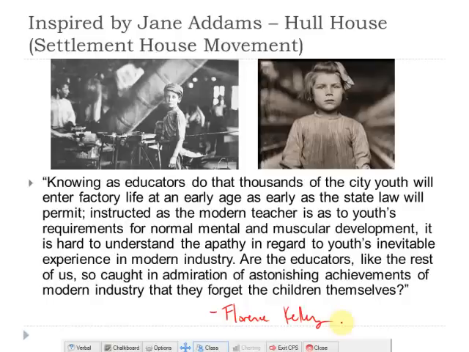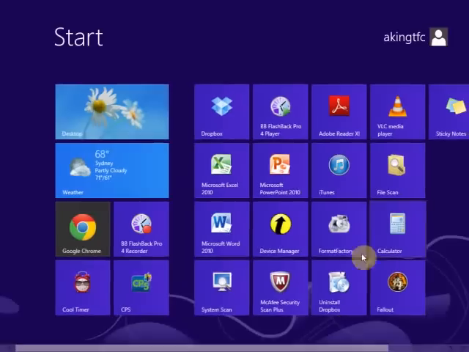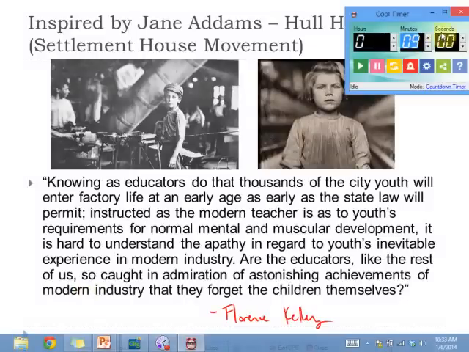So read this quote to yourself one more time, and then talk to the person next to you and see if you guys can figure out, what is Florence Kelley trying to say about children and industry? And then talk to a partner.